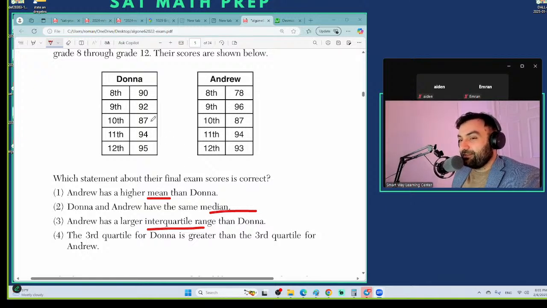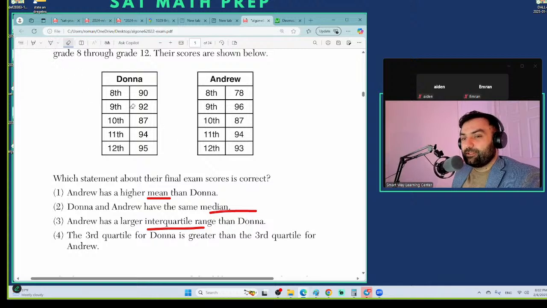What about the median? The median is the middle number. So how can you find it if they're not in order? You subtract the lowest, you subtract the largest, and the one that's left is the median, so it's 92. Subtract the smallest, subtract the largest. So 93. So no, their medians are not the same.